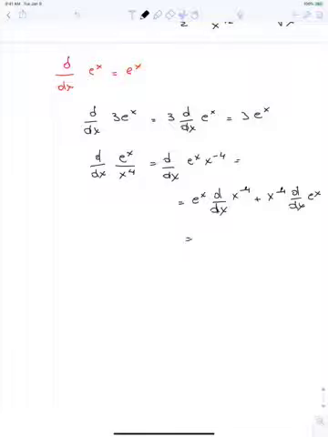Now we do this derivative here. This is going to be minus 4. So it's minus 4 times e power x times x power minus 4 minus 1, which is minus 5, plus x power minus 4 times e power x. And then if you want, you can factor out e power x, and this is e power x times x power minus 4 minus 4x power minus 5.